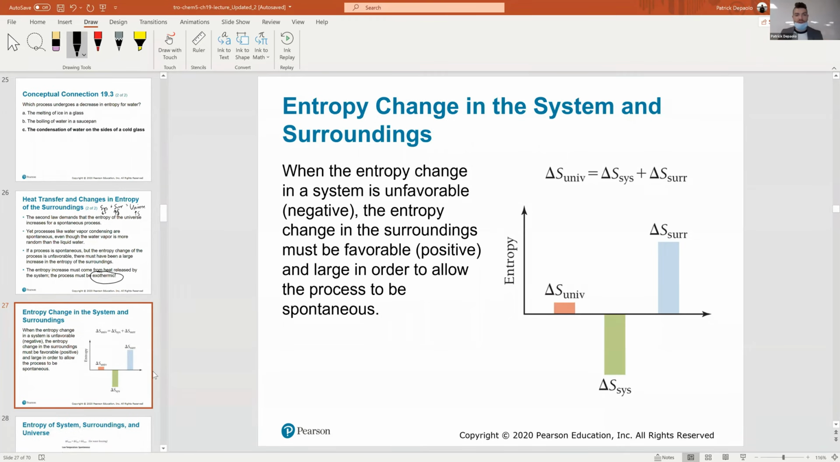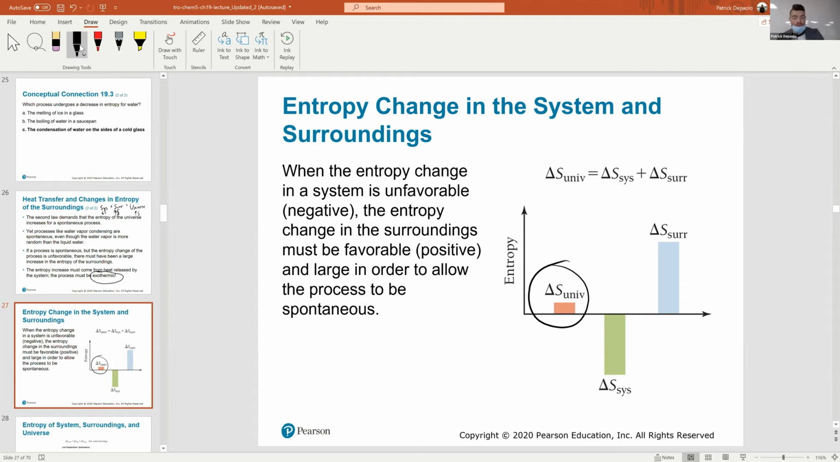Okay, so here's a graphical representation. This is water condensing. You can see that the system is losing entropy, but the surroundings gain entropy, a little bit more than what the system loses. And if you add those together, you get a small increase in entropy of the universe.